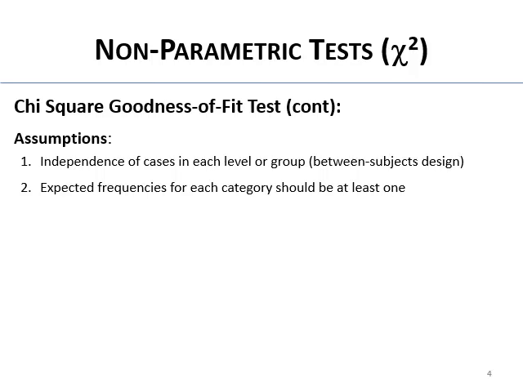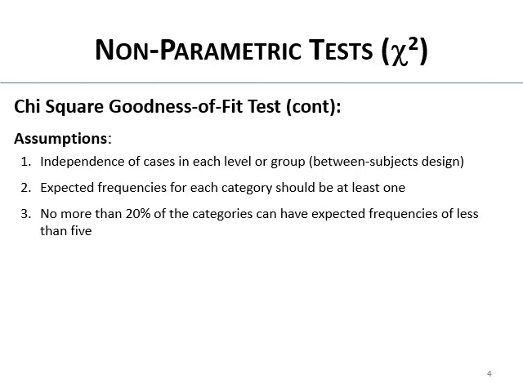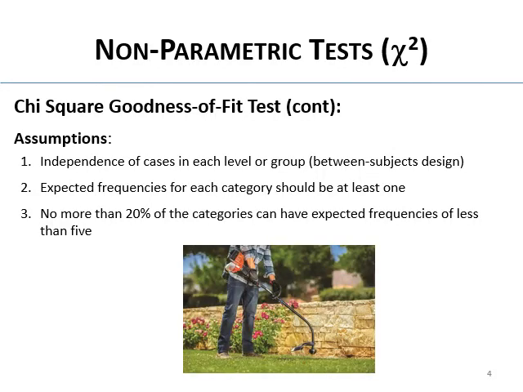The expected frequency for each category or cell or level is at least one. So you can't have categories where you don't expect at least one count in there. And then no more than 20% of the categories can have an expected frequency less than 5. So every category has to have at least one, and you can't have more than 20% of categories with expected frequencies less than 5. Whoa, those are weird. Hence, weed whacker test.